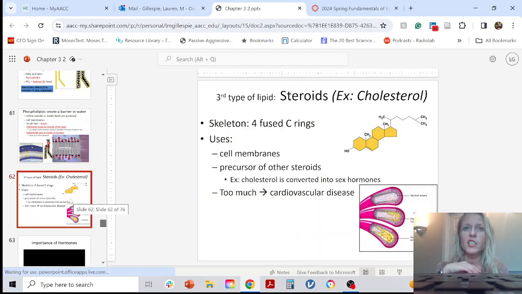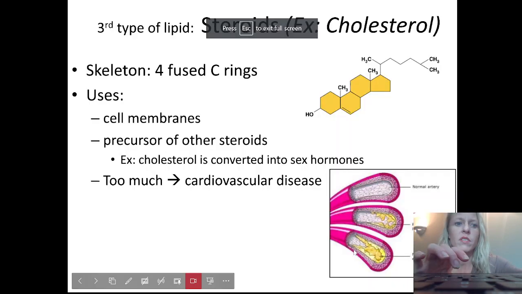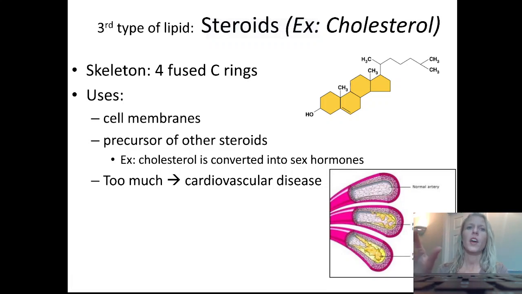All right, last but not least, we have the steroids. Okay, let me see if I can get this back into, nope, there we go. The steroids have a skeleton of 4 fused carbon rings. They are helpful in the cell membrane, like cholesterol is a big component of the cell membrane. Cholesterol is also a precursor for sex hormones like testosterone and estrogen, which do amazing things for your body.